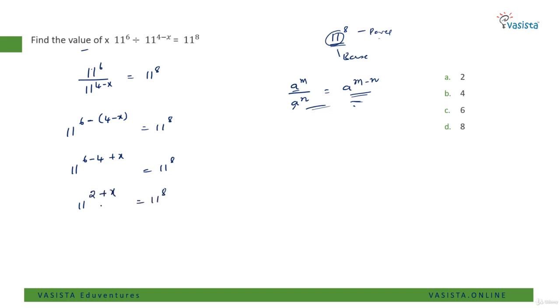As the base is the same, you can compare directly: 2 plus x is equal to 8, or x is equal to 8 minus 2, which is nothing but 6. Option C is the right one.